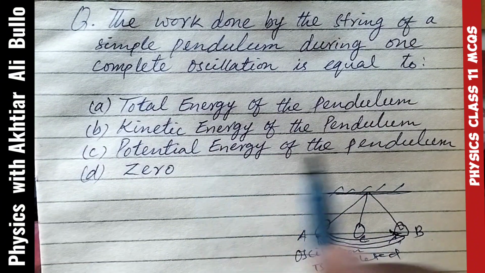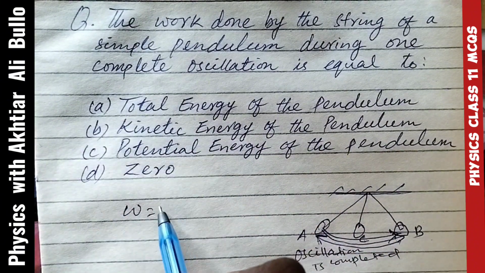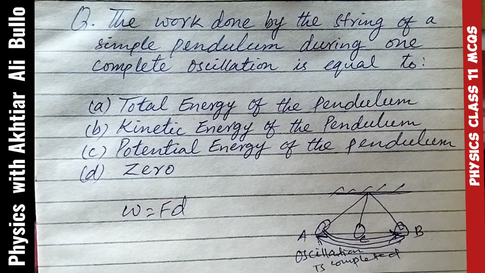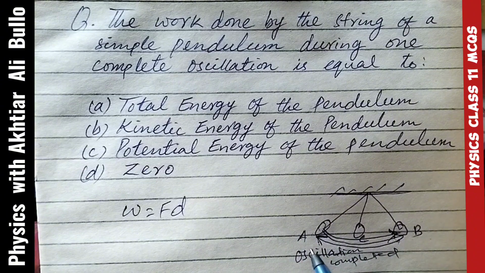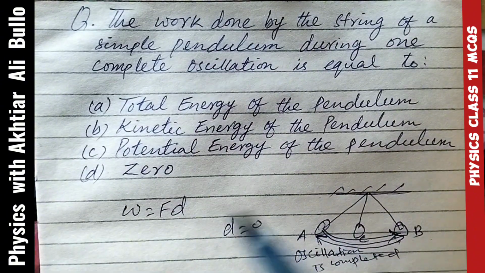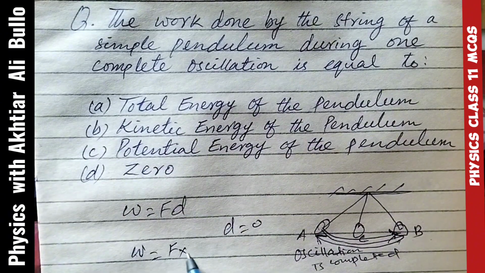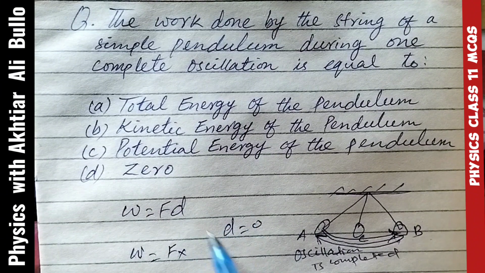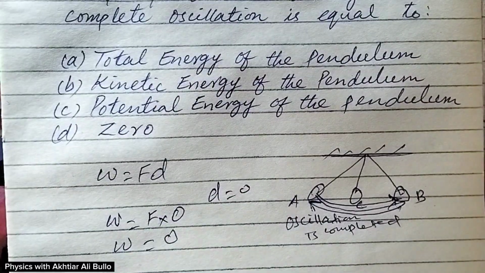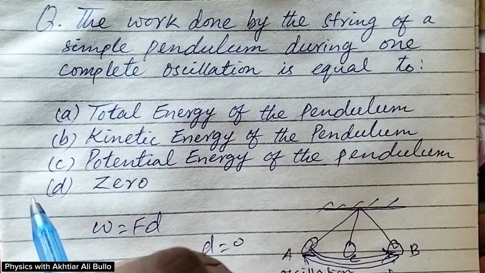So as we know, work done is equal to force into displacement. During one complete oscillation, the displacement is 0. So work done will be equal to force into, as displacement is 0, so work done will be 0. So the correct option will be D, 0.